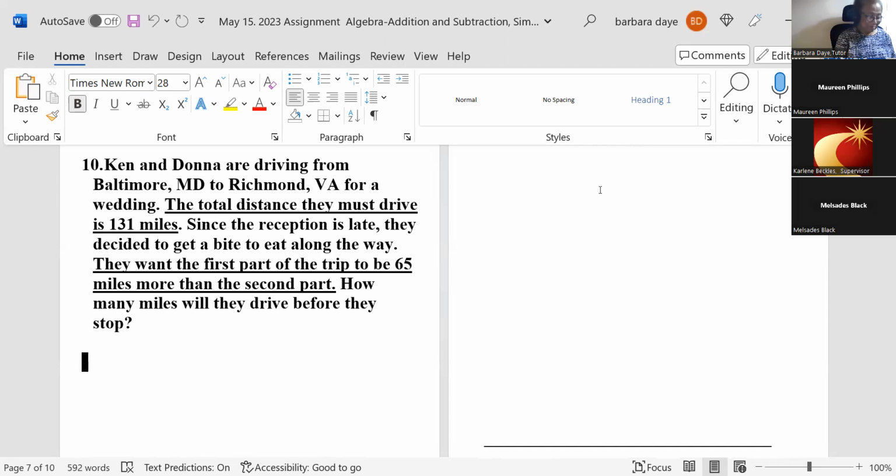Then the first part of the trip was 65 miles. No, they want the first part of the trip to be 65 miles more than the second part. Second part, 65 miles more. So they divide their trip into two parts, a first part and a second part. And they want the first part of the trip to be 65 miles more than the second part. So it's gotta be more. That means the second part has to be less.